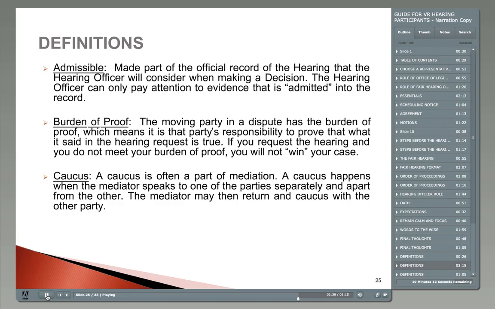So again, just something to keep in mind. In most cases, in a VR fair hearing, the burden of proof lies with the petitioner or the consumer or the customer. Caucus. A caucus is often a part of mediation.